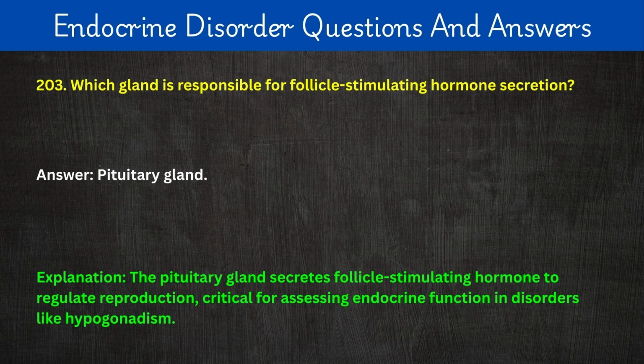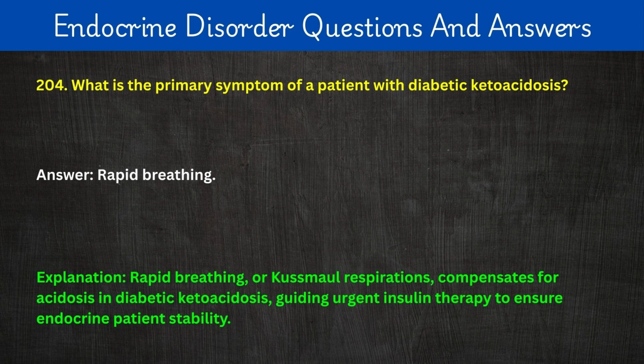203. Which gland is responsible for follicle-stimulating hormone secretion? Answer: pituitary gland. Explanation: the pituitary gland secretes follicle-stimulating hormone to regulate reproduction, critical for assessing endocrine function in disorders like hypogonadism.